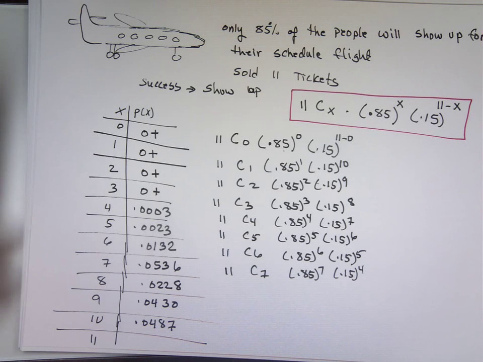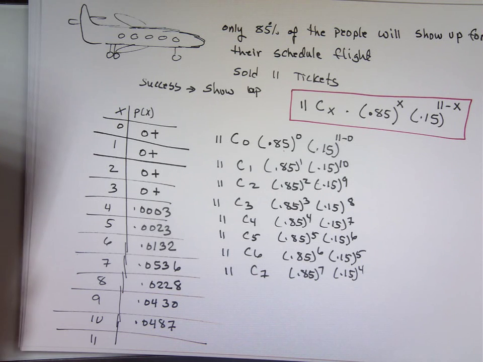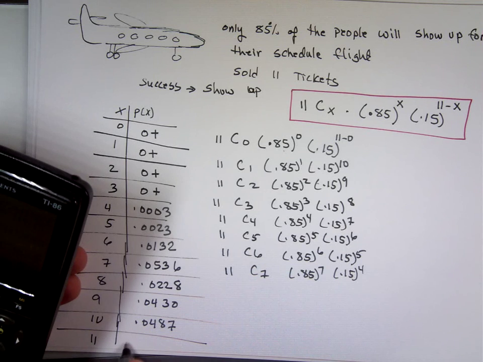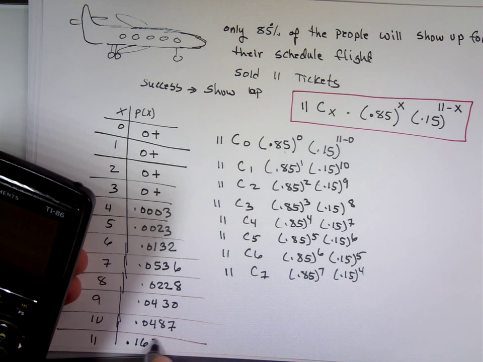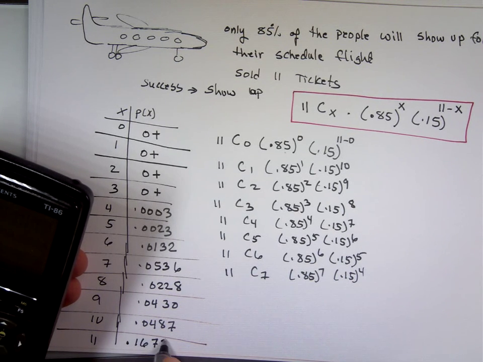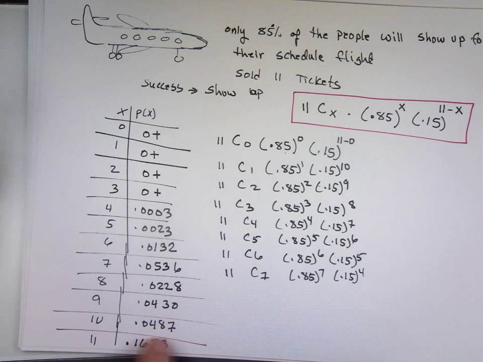You can double check these numbers. I'm not optimistic. Should all those add up to 1? They should eventually, but I think I'm missing a number. Yep, because I know this one is okay, that one is not.